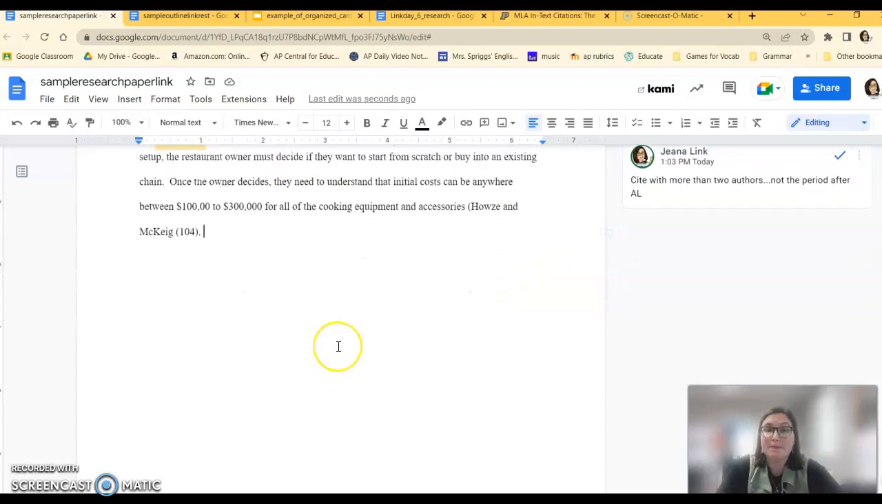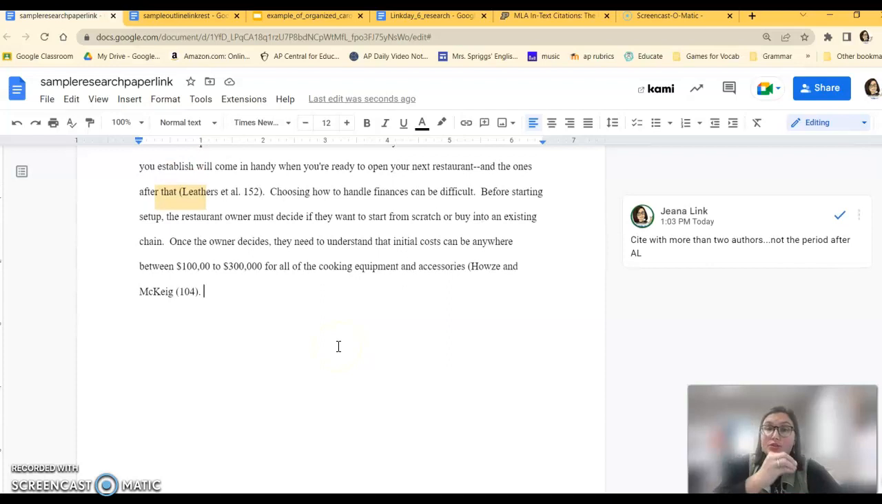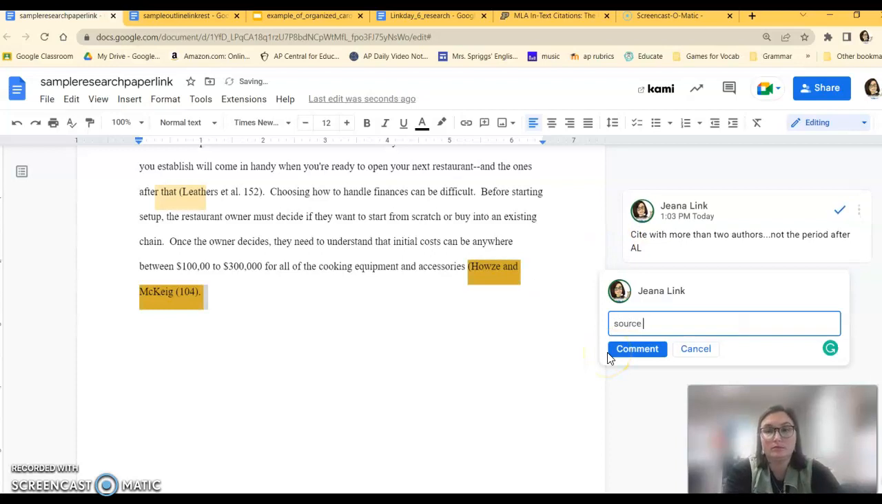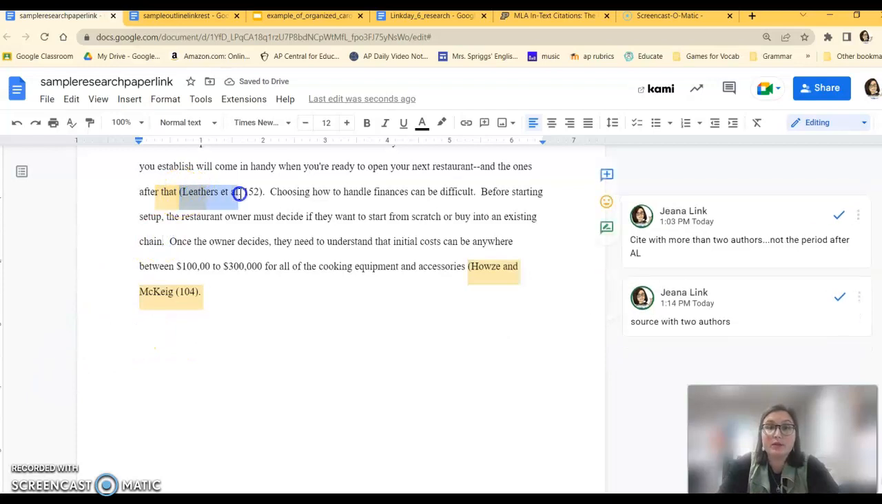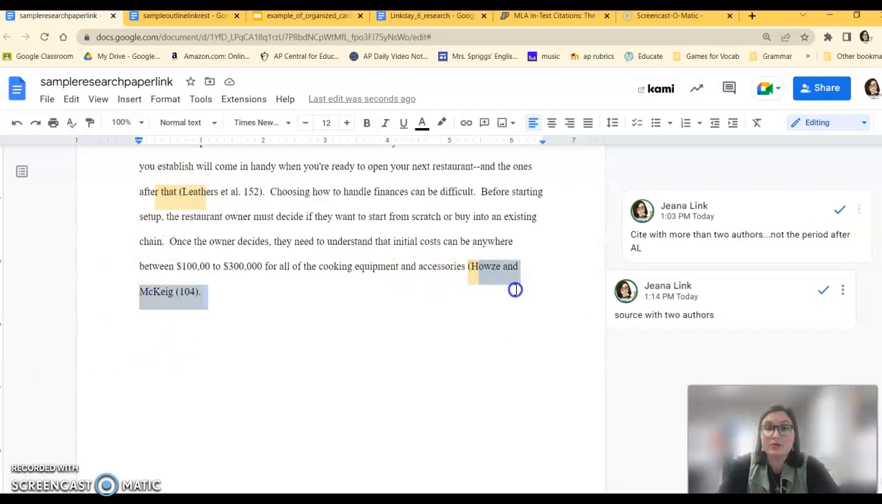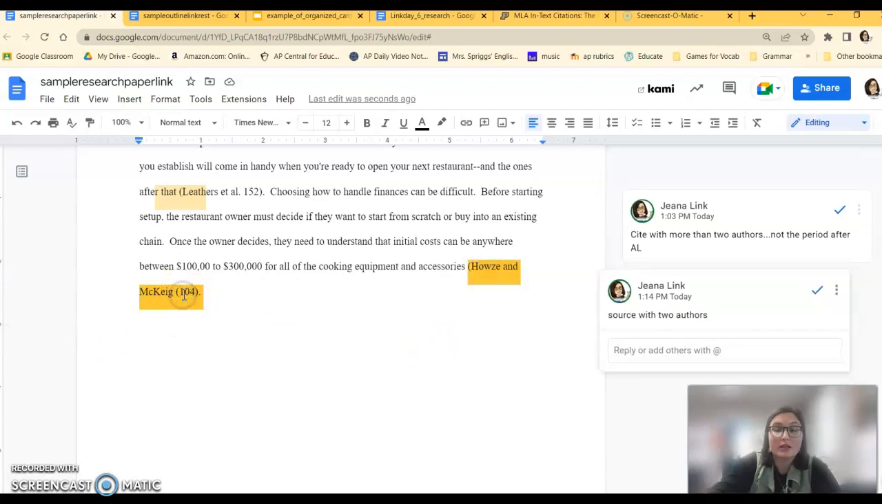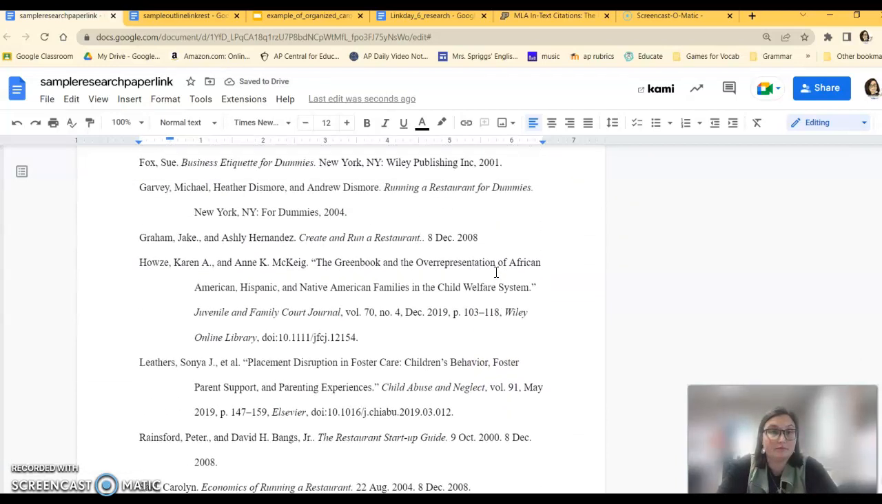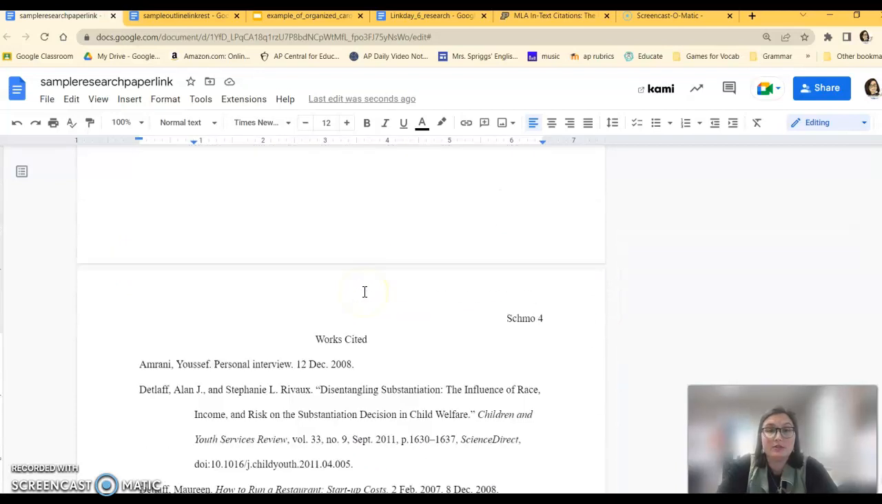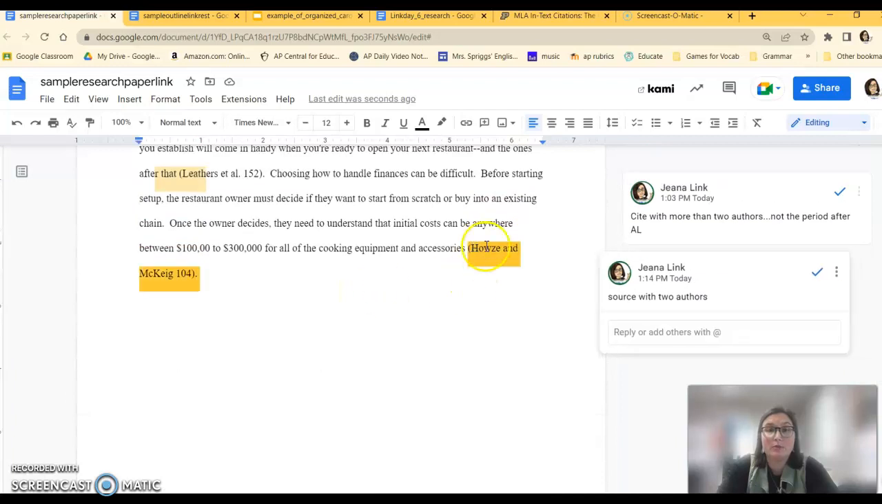And then lastly, what if I have a source with 2 authors? I thought I put that there. So this is a source with 3 or more authors. This is a source with 2 authors. And that is a typo. Let's go back to my works cited page and see what this would look like. Howes and McKeig. So I come up here and quite simply, I put a parentheses, Howes and McKeig space page number.